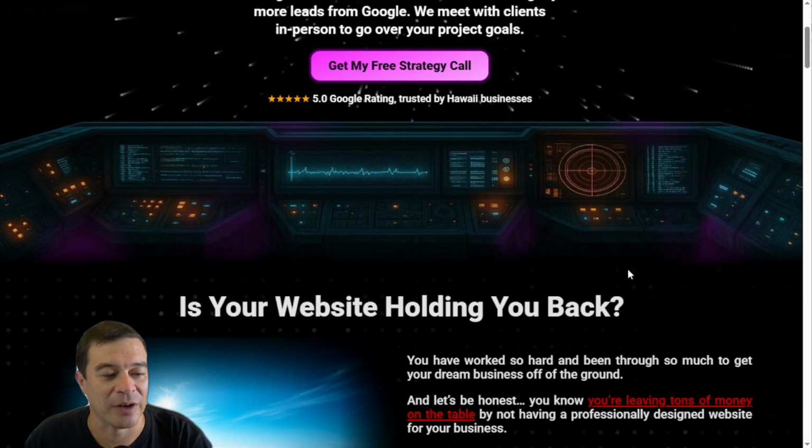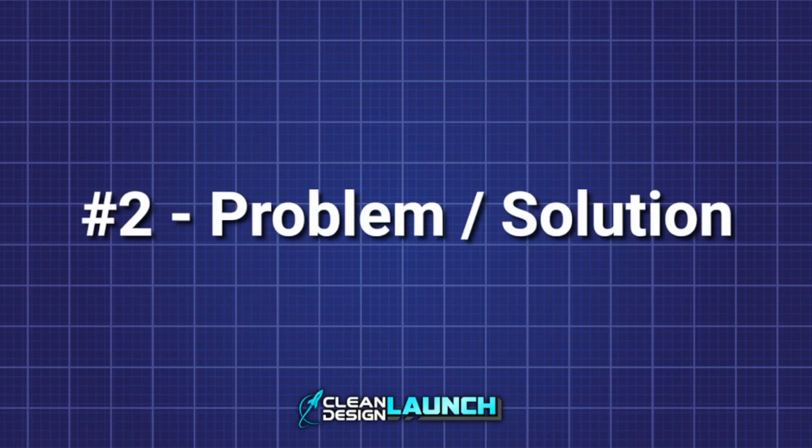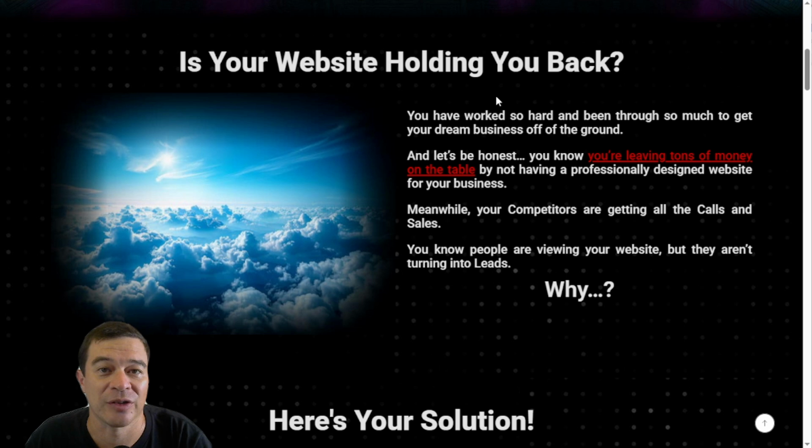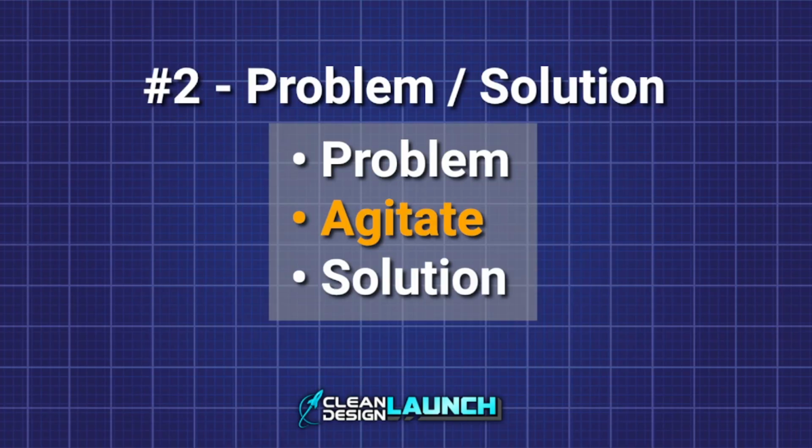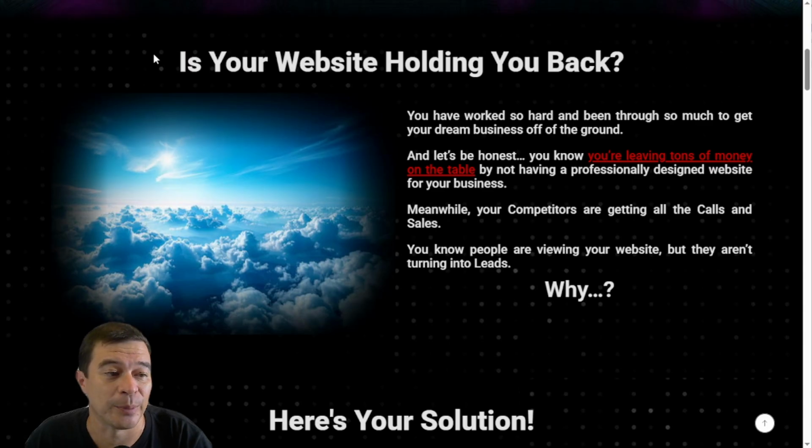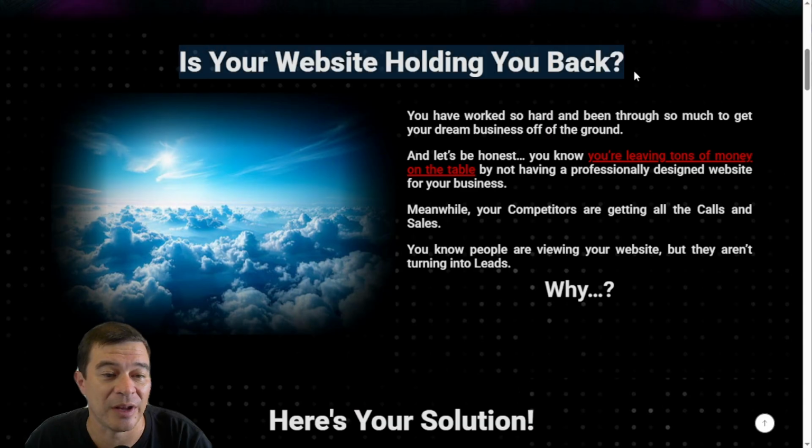All right, the second section for your homepage needs to be the problem solution section. So this is going to be broken up into 2 sections with 3 parts. So we use the PAS strategy, PAS: problem, agitate, solution. So the first part is you're going to state your target audience's problem.